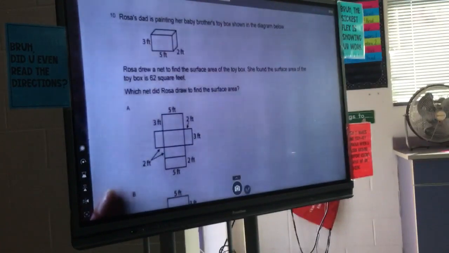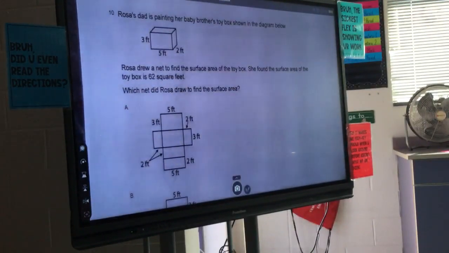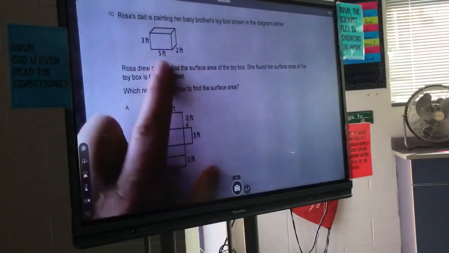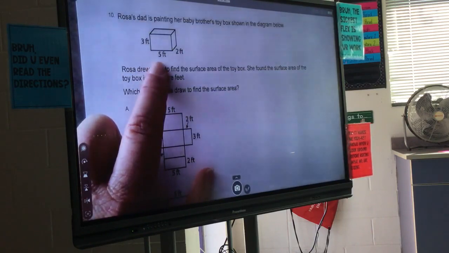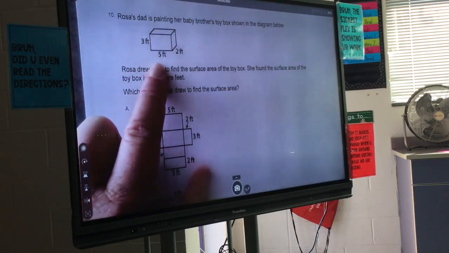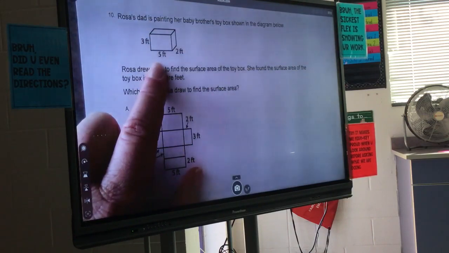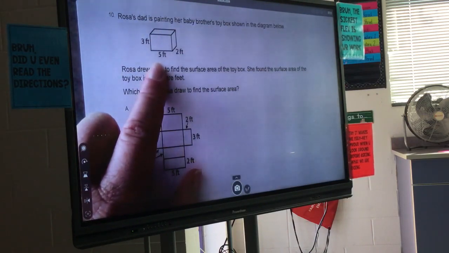All right, so it says Rose's dad is painting her baby brother's toy box shown in the diagram below. Looking at the numbers, what is this shape? You need to pay attention to this because you are going to see something very similar tomorrow on your test. Jacer, what do you think? It can't be a rectangle, because this is a 3D shape. And it's not a cube, because what do we know about a cube? All the sides are the same. So there's only one thing left that's made up of all rectangles or squares. Talia? This is a rectangular prism.